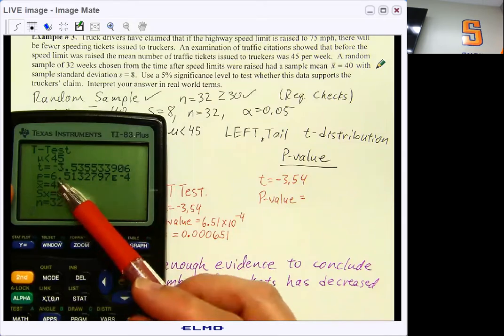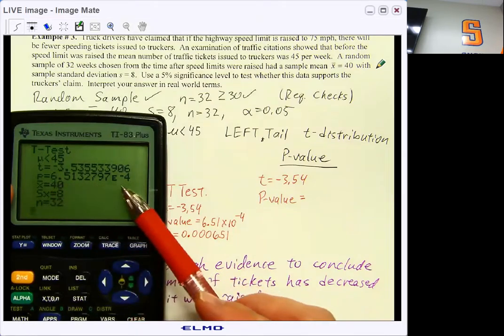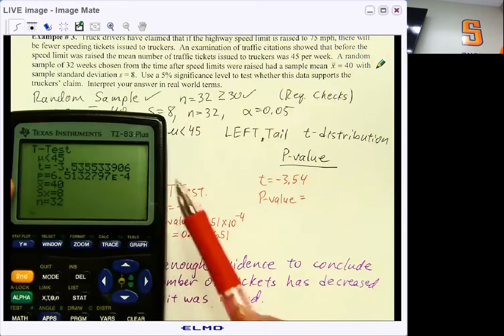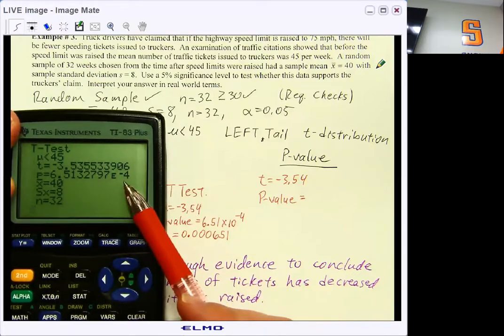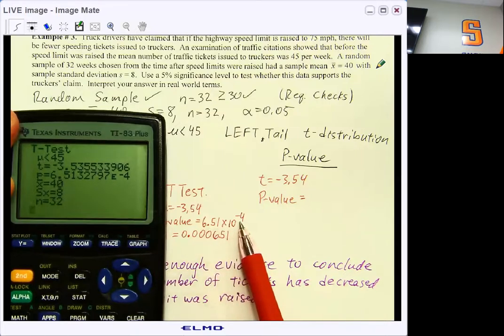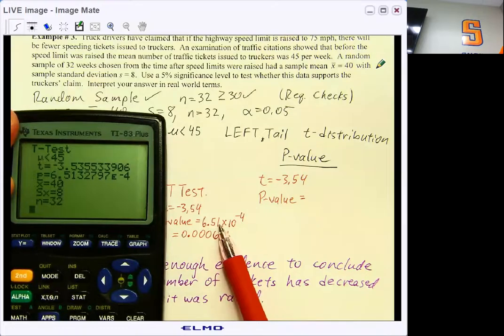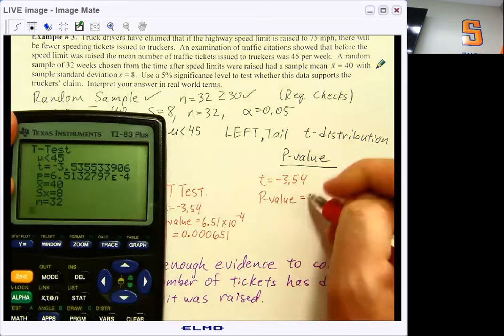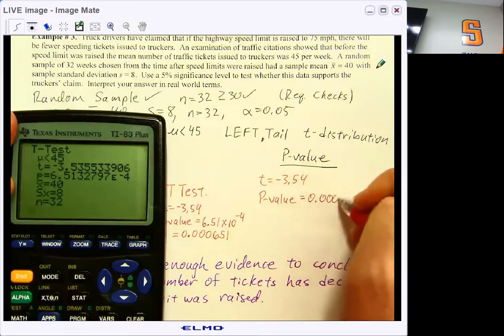So if you see something like that, keep reading your number and look for this. This tells me it's in scientific notation because it's so small. So this e minus 4 means 6.51 times 10 to the negative 4th power. So we're going to take this number and divide by 10 times 10 times 10 times 10, which gives me this super small number of 0.000651. So be careful with that.